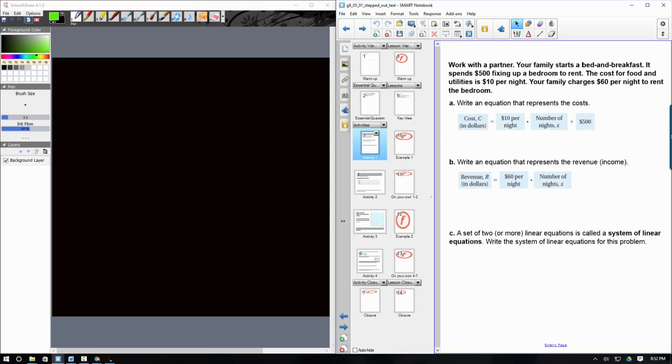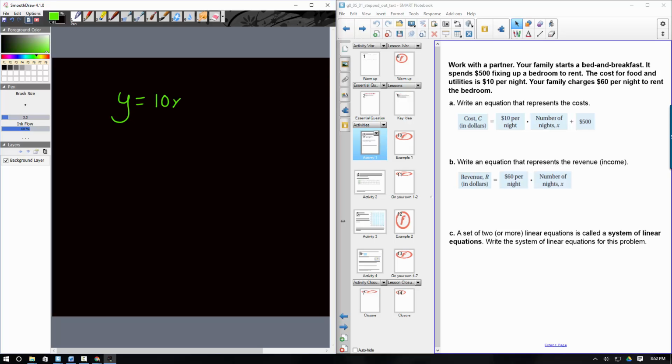So I'm actually having two equations here. The first equation I'm going to have is y equals my food is $10, so 10x, plus $500. That's the first thing, right? That's what it costs to fix up and everything. The second one is y equals, and this is my revenue essentially. So this would be y equals $60 a night, so 60x. And basically what I have to do here is I want to set these equal to each other. So let me show you how you do that.